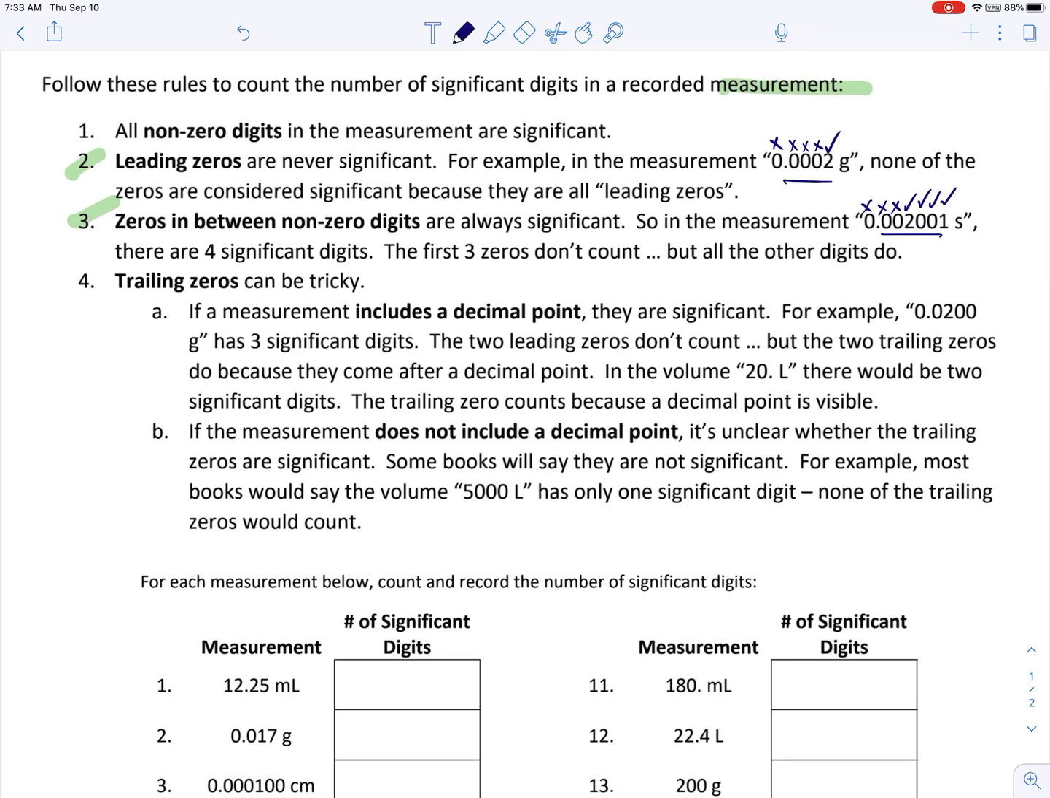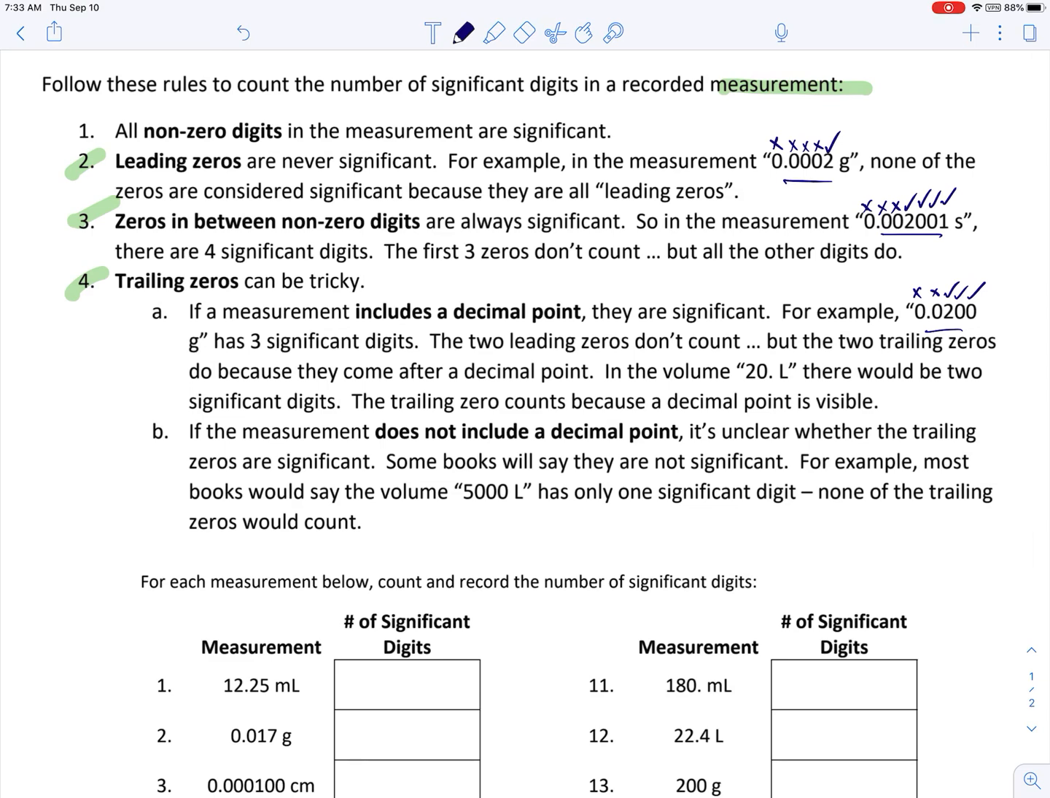Where zeros get really tricky are when they are at the end of a measurement, when they're trailing zeros. Now, there's one school of thought that says that if you see a decimal place in the number, in the measurement, then any zeros at the end, the trailing zeros, will count as significant digits. So for example, in this number 0.0200, I can see a decimal, that little 0 point, I can see a decimal. So we already know the zeros at the beginning don't count. The 2 is a non-zero digit, it counts. These zeros at the end, because I can see a decimal, this school of thought says you should include those, they get counted. So that would have 3 significant digits.